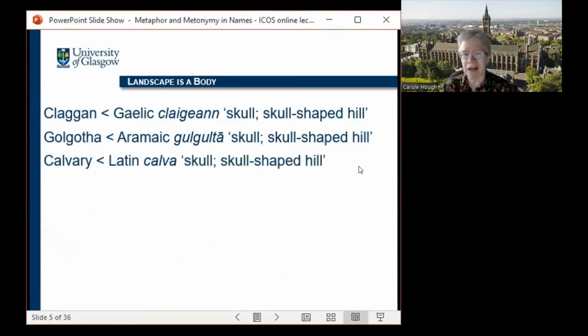Here's another illustration of that. Clagan in the Scottish Highlands is from the Gaelic word for skull, and it refers to a skull-shaped hill. Exactly the same metaphor appears in the biblical name Golgotha, which is from an Aramaic word for skull, also used of a skull-shaped hill. The alternative name Calvary uses the Latin word calva, also meaning head or skull, in just the same way.